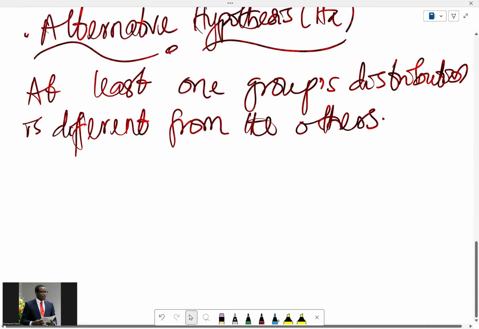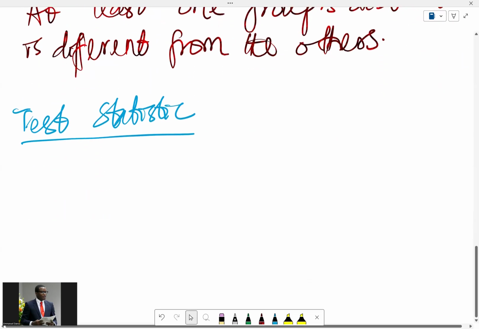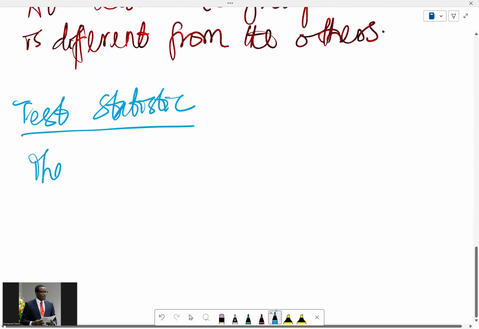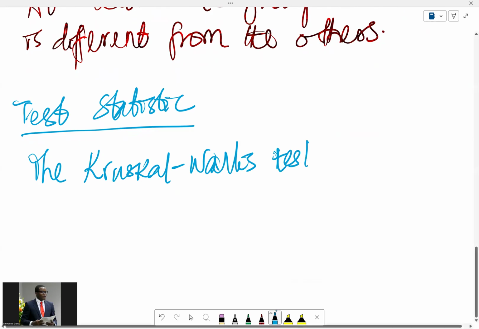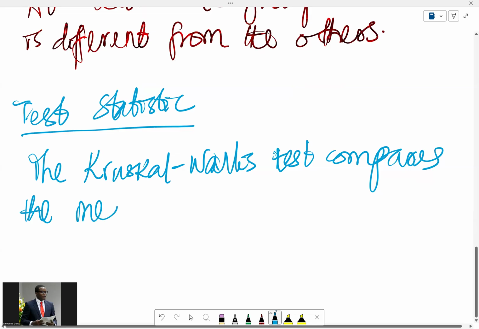Now we talk about the test statistic for the Kruskal-Wallis test. That's a key part of every test, in fact. The test statistic is always important because at the end of the day, for us to make a decision, we compare the test statistic with the critical value obtained from the relevant table for each test. The Kruskal-Wallis test compares the mean ranks of the groups.